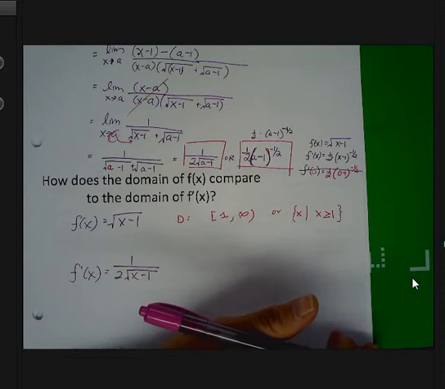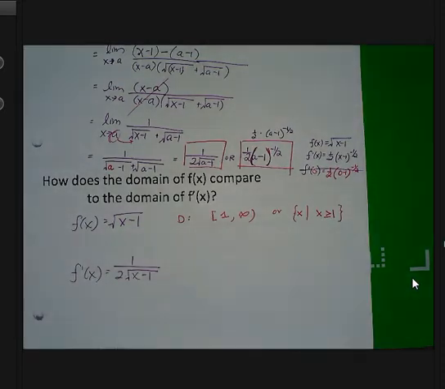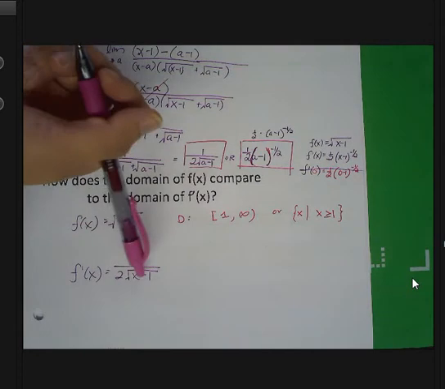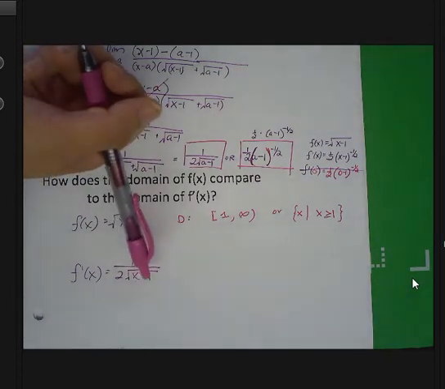What about the second guy, the f prime? What's the domain there? Well, isn't the radical situation the same? I could have any number.